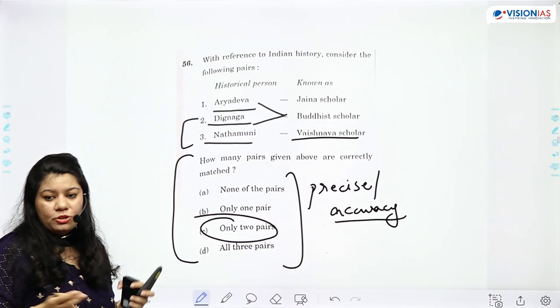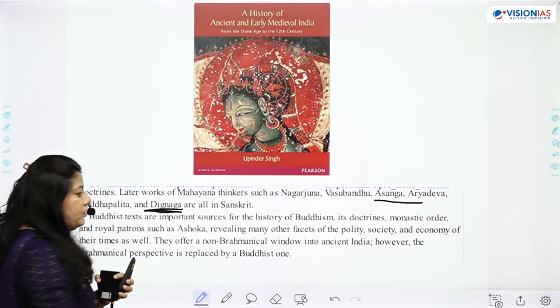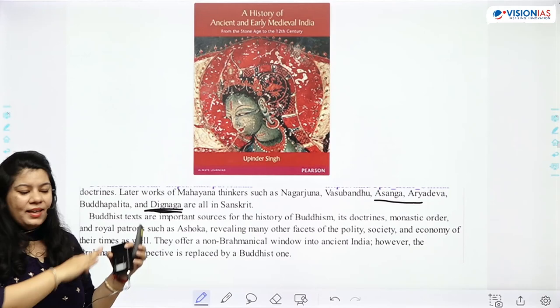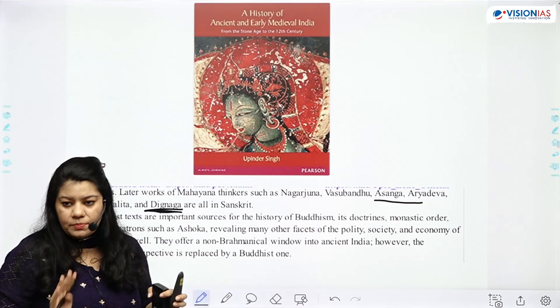But as I told you, there is a source called Upinder Singh, this book. It again carries the name of Aryadev and Deeg Nag as Buddhist scholars, right? So probably the paper setter was referring to this book, and those two questions which I have talked about regarding the books as well as the scholars have been picked up from this book, right? So that is about it.